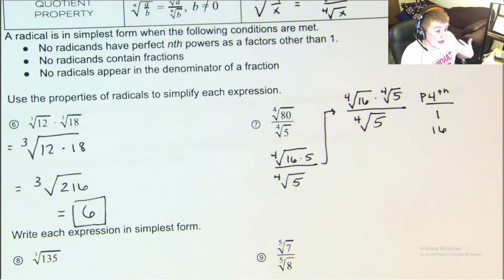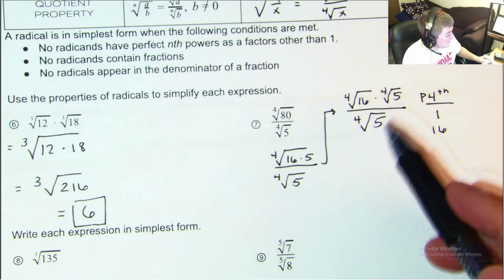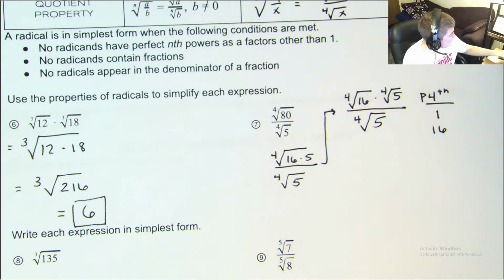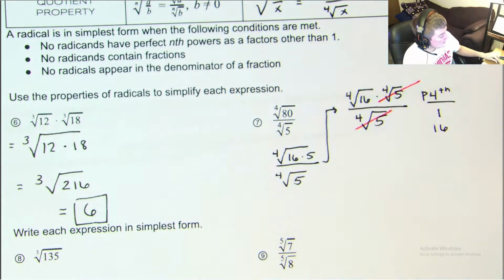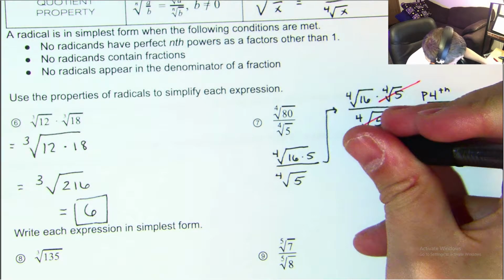Okay, so now I have a common factor, right? I have the fourth root of 5 divided by the fourth root of 5. Those are simply going to cancel each other out. And so now I'm left with just the fourth root of 16.